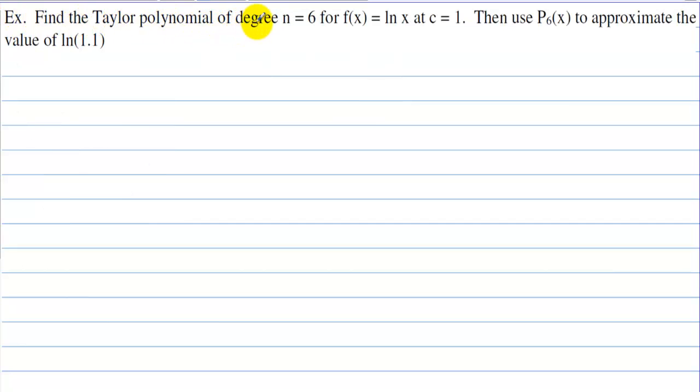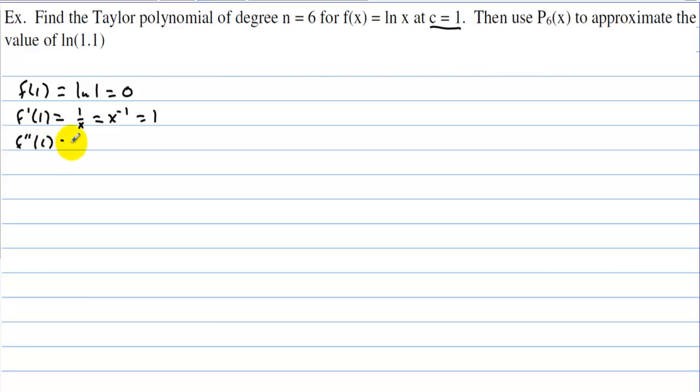Example, find the Taylor polynomial of degree n equals 6 for f of x equals natural log of x at c equals 1. Then use the polynomial to approximate the value of natural log of 1.1. Let's start out by finding f of 1. We're not going to find f of 0 this time. We're going to find f of 1 because we're centering this function at 1. We have natural log of 1, that's 0. F prime of 1 is 1 over x, which in order to do the derivatives, let's make it x to the negative 1. But either way, when we plug 1 in, we're going to get 1.